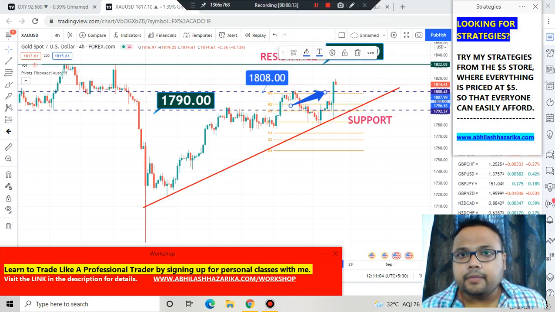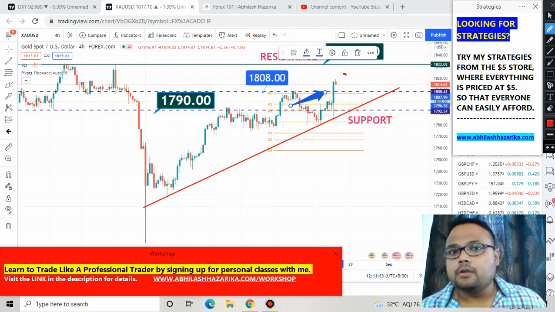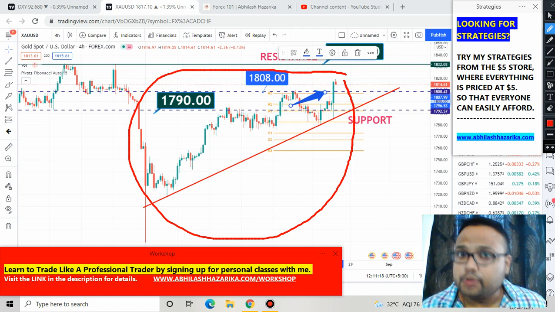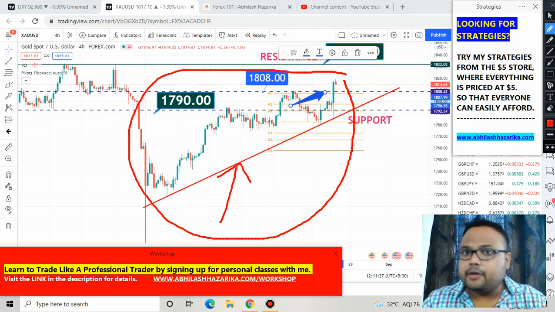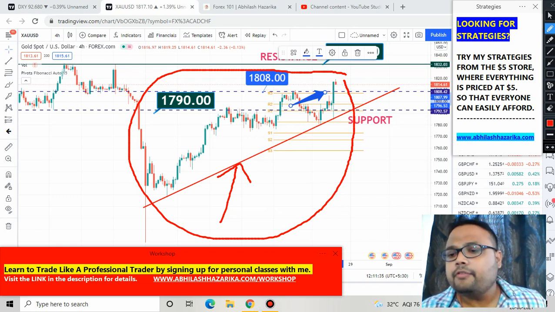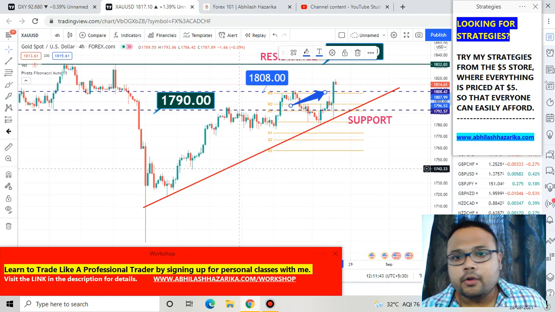On the other hand, if the market fails to trade above this level, then also do not short the market, because if you just observe this particular portion of the chart, you can see that the market is bullish. And whenever the market is in an uptrend, we should not short the market. We should mainly look for buying opportunities. Therefore, if the market fails to hold this 1808 level and faces some selling pressure, then your next best trading opportunity will be at this level.